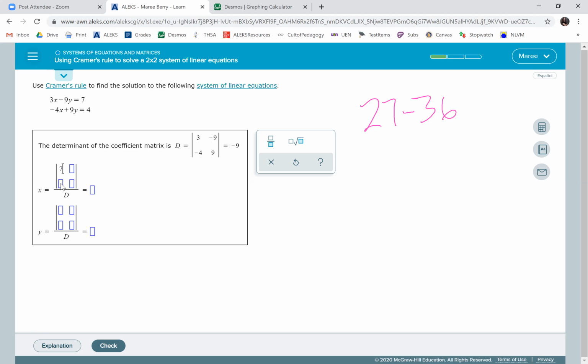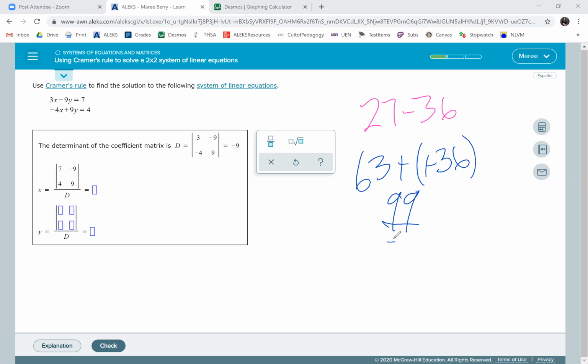They're both positive. Got to watch those signs. And keep our y coefficients -9 and 9. Okay, so 7 times 9 is 63 minus a -36. Haha, so that's adding, that's a 99. 99 divided by -9 is a -11. So right here, I'm going to put a -11.